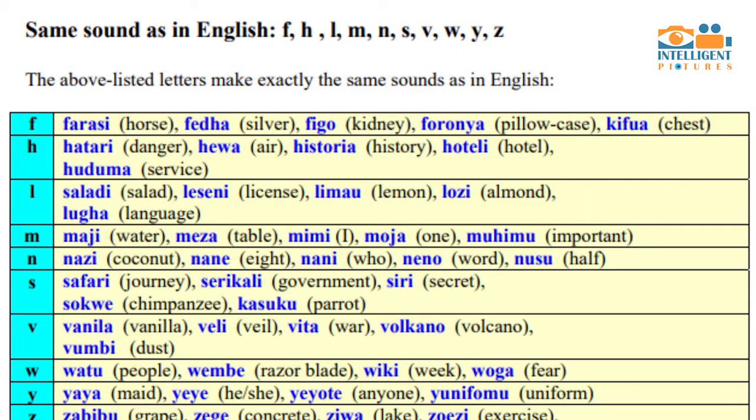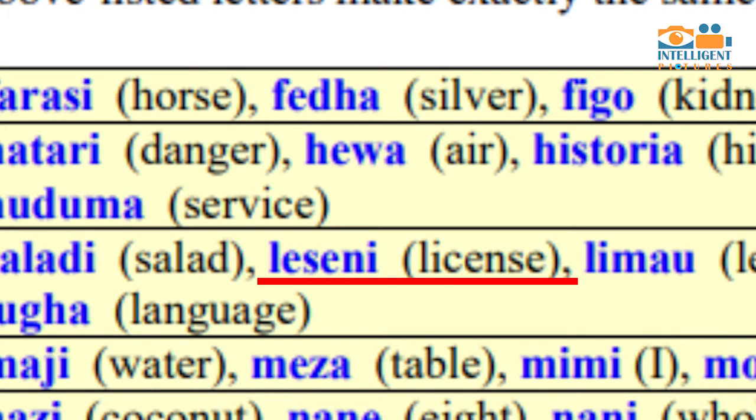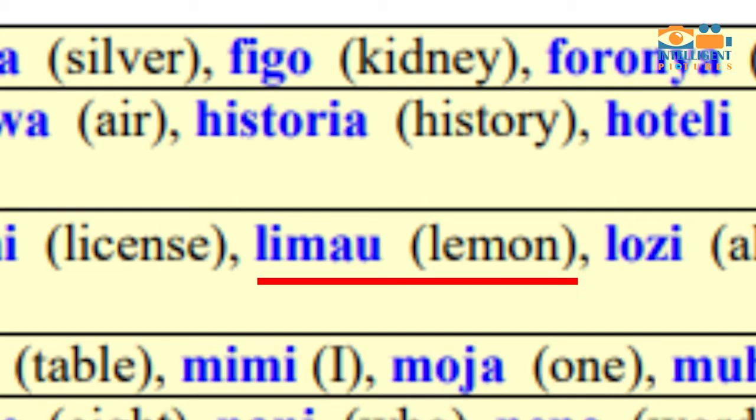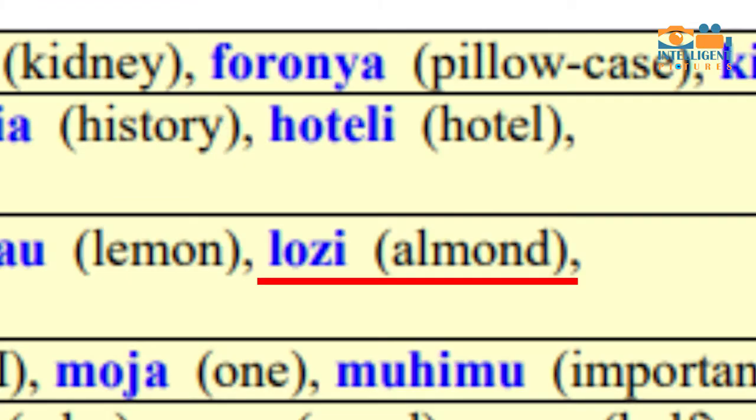And we have also another word which starts with the sound L, and that is leseni. Leseni means license, okay? So I'm just going to tell you the words and their meanings and how we pronounce them in Swahili. Limau. Limau means lemon, okay? Lozi means almond. I hope you got that.